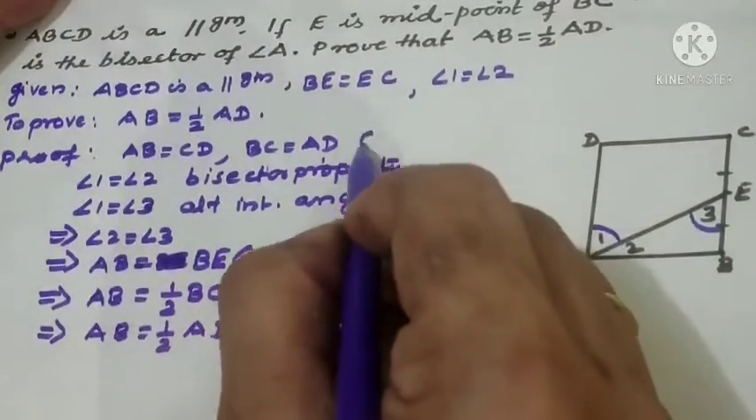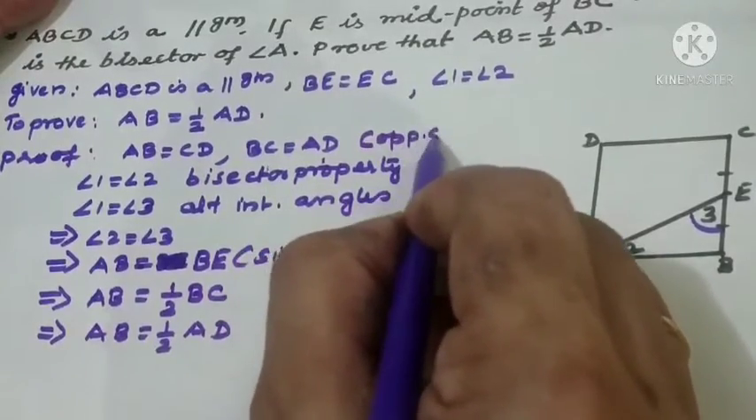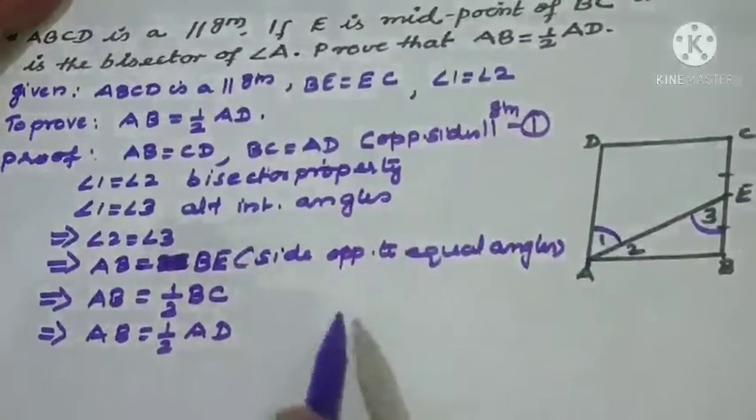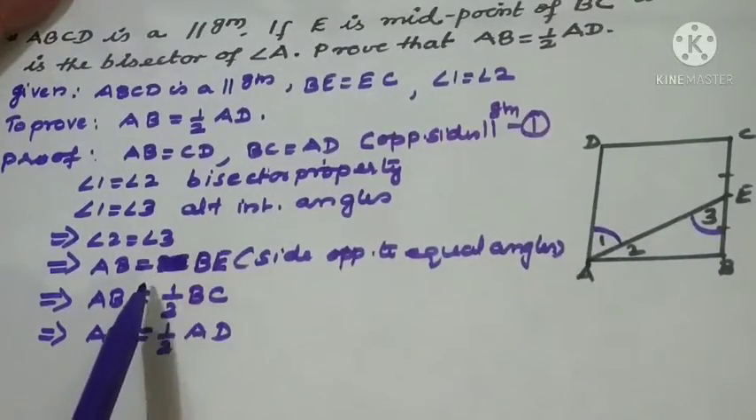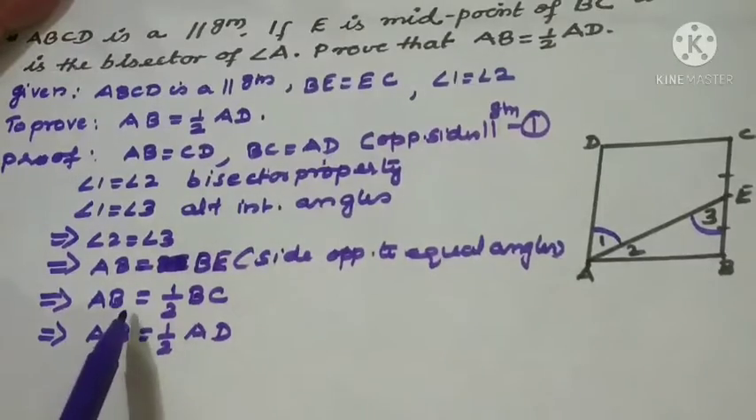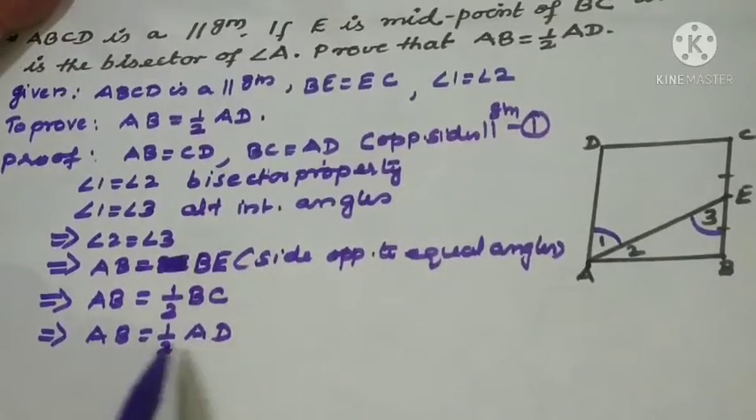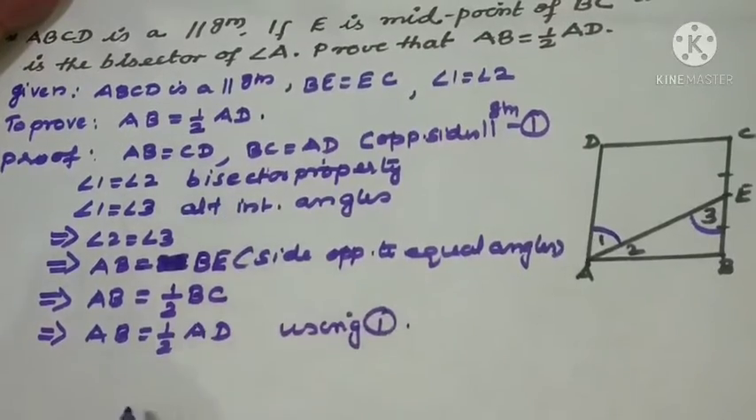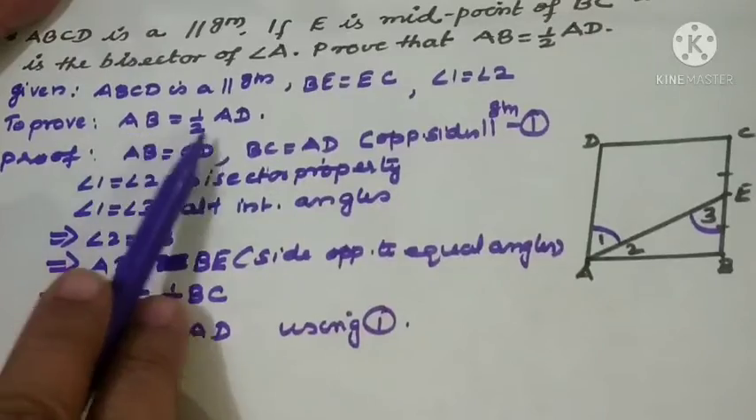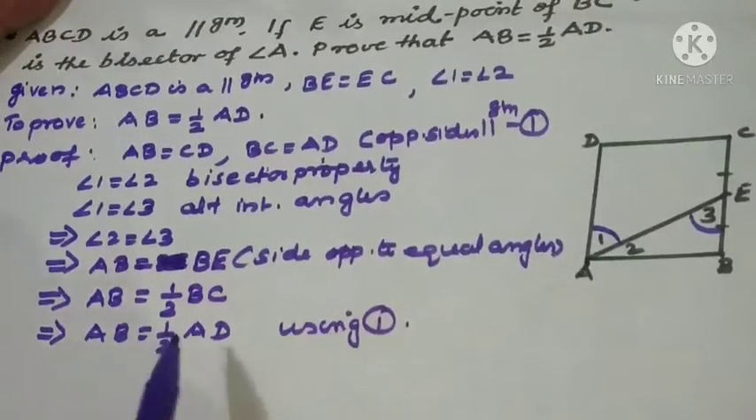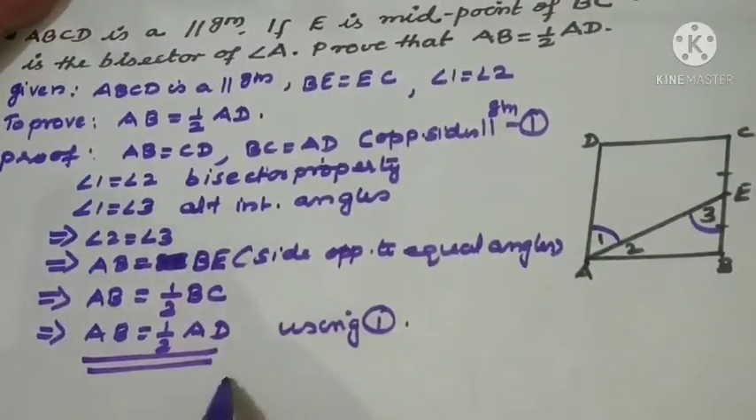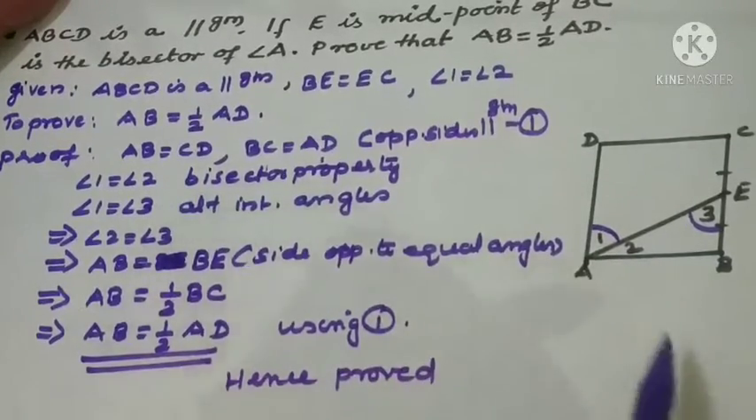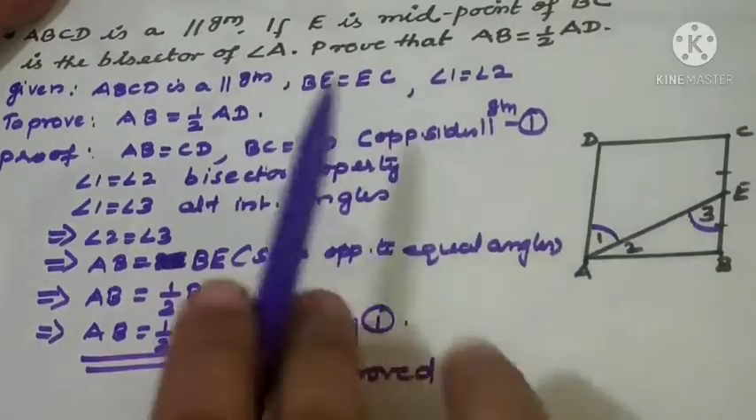So what is the reason I have to write here? Opposite sides of the parallelogram. Here equation 1 I can write. Now angle 2 equal to 3, AB equal to BE, we have written the reason. Now we got AB equal to half BC, AB equal to half AD using 1. Now what is the final result we need? AB equal to half AD. Hence we have got the result. Hence proved.